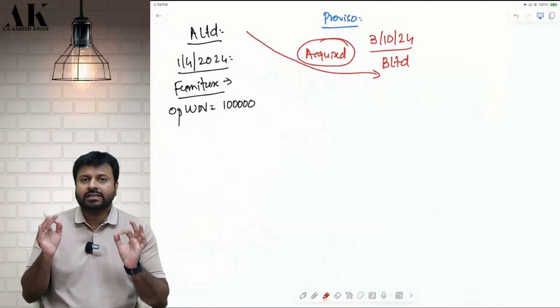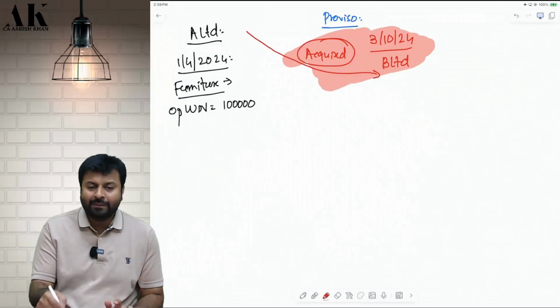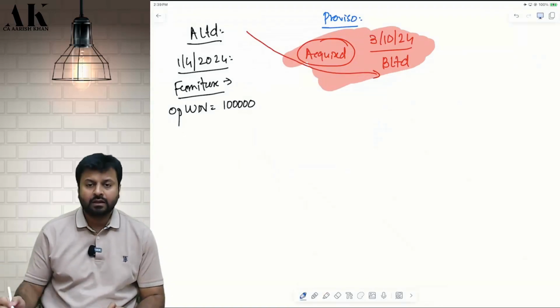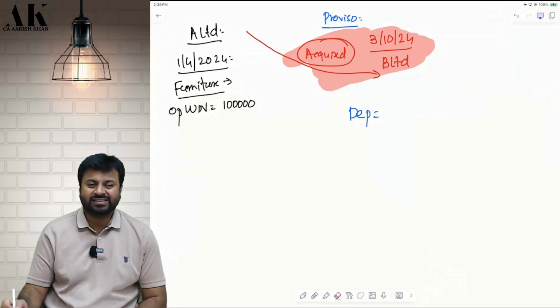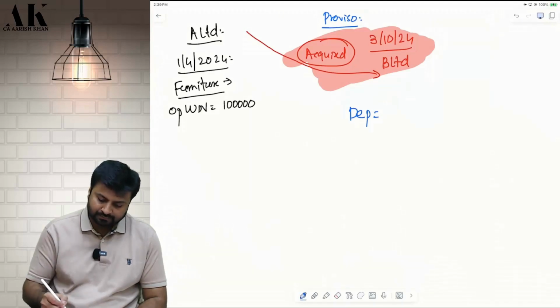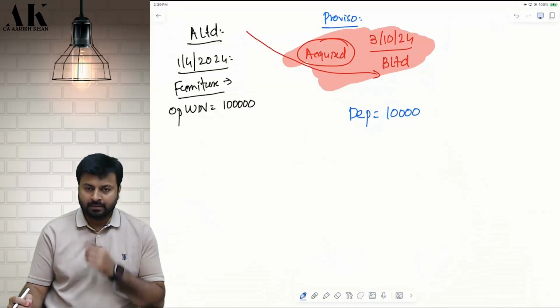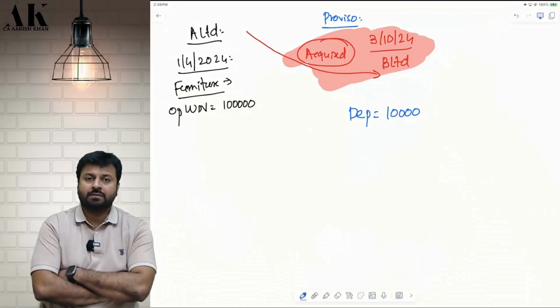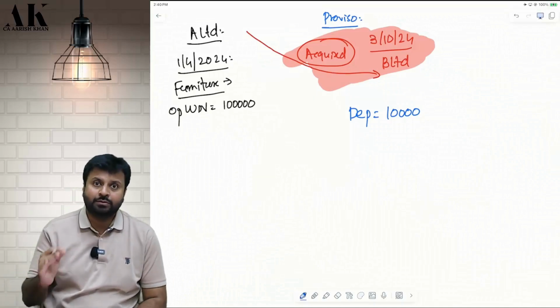Listen carefully. In case of amalgamation, demerger and succession, you just assume that amalgamation did not happen, and compute. Please tell me what will be the depreciation. 10,000 rupees. Correct? 1 lakh at 10%. Yes or no? 10,000 rupees. So compute depreciation as if there is no amalgamation, as if amalgamation did not happen, and compute it.